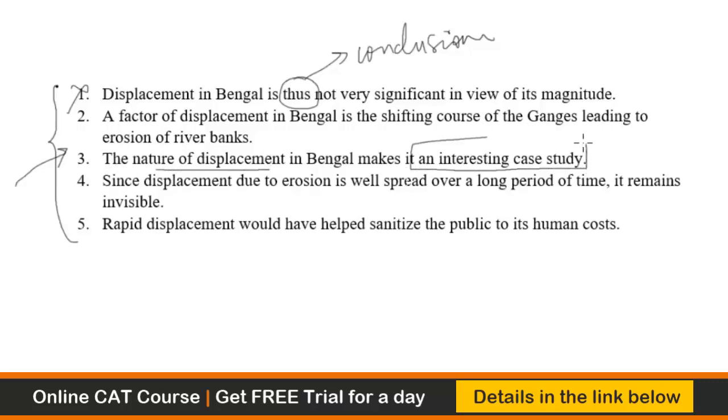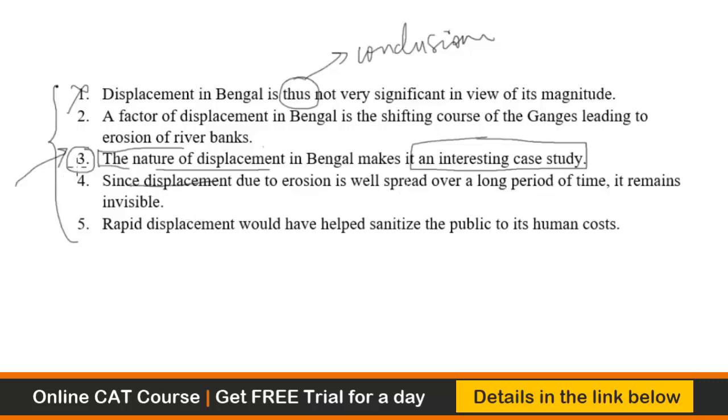So when you say that it is an interesting case study, you would elaborate on the reasons why it is an interesting case study. So the whole idea is that statement 3 is the best sentence that can open the paragraph. Firstly, it introduces us the whole topic by speaking about the nature of displacement in Bengal. And secondly, it says it's an interesting case study. So after that, something might come. And it says since displacement due to erosion is well spread over a long period of time, it remains invisible.